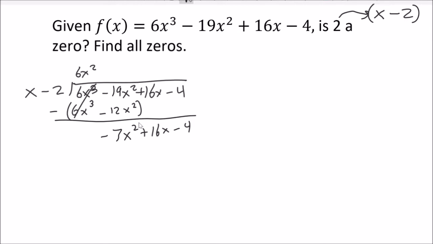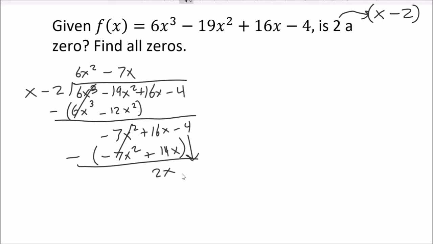All right, rinse and repeat. Notice every time we do that, we drop the degree down by 1. So let's do it again. What would we multiply x by to get negative 7x squared? Probably negative 7x. Let's distribute it back. So we get negative 7x squared plus, because we're doing minus a negative, plus 14x. Subtract. Here we go. And we get 16x minus 14x. That would be 2x. Bring down the minus 4. So we get 2x minus 4. How would you turn an x into a 2x? You probably multiply that by 2.